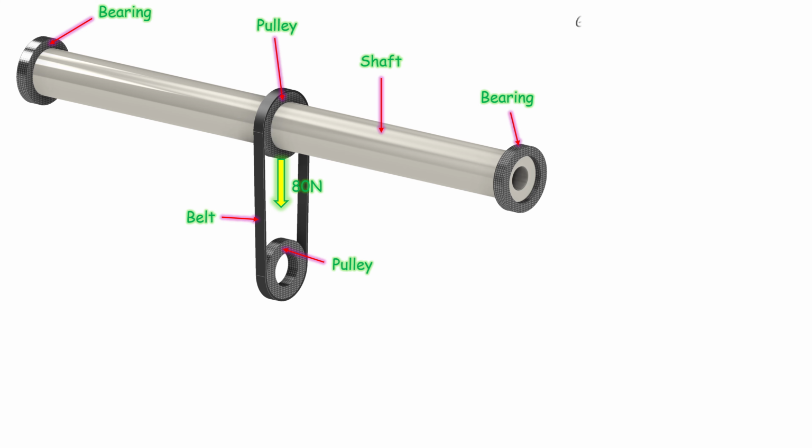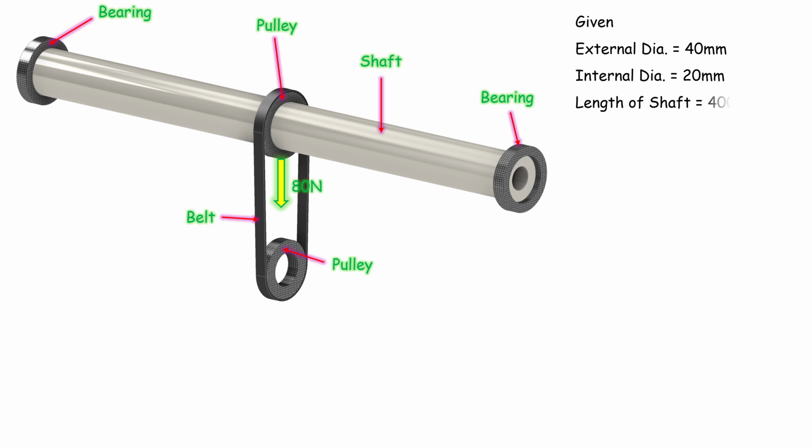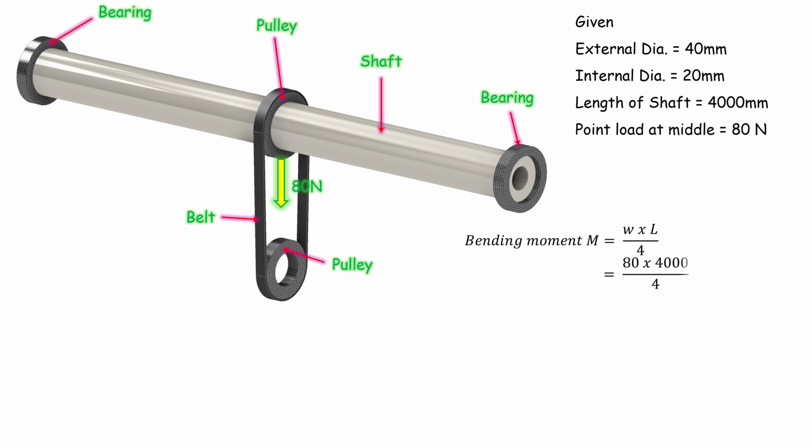Given data is external diameter equals 40 millimeters, internal diameter equals 20 millimeters, length of shaft equals 4,000 millimeters, point load at middle equals 80 newtons. First, we need to calculate the maximum bending moment, which can be calculated considering a simply supported beam at both ends. Bending moment M equals W into L divided by 4, which equals 80 into 4,000 divided by 4, which comes to 8 into 10 raised to 4 newton mm.